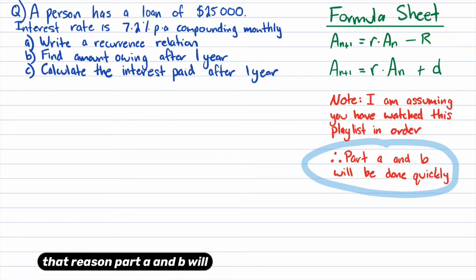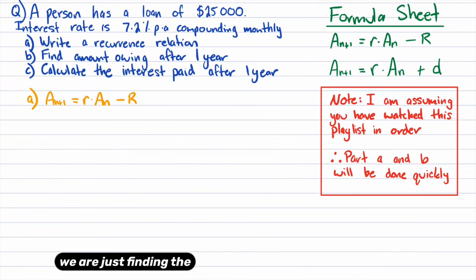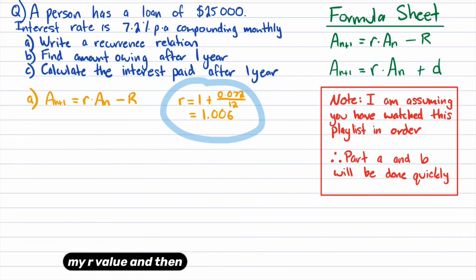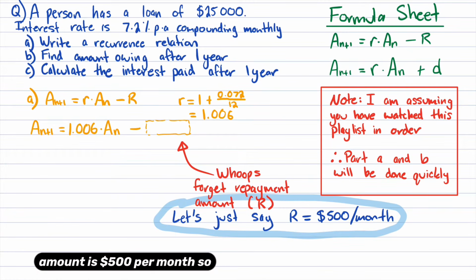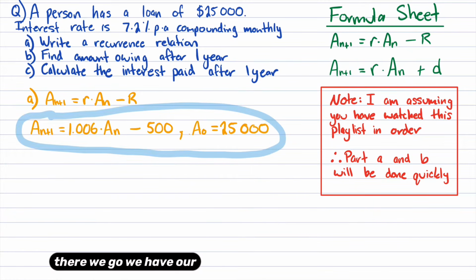Now, I am assuming in this video that you've watched this entire playlist in order. For that reason, part A and B will be done very quickly. So for part A, we are just finding the recurrence relation. I've found my R value, and then I've just noticed I've forgotten to put a repayment amount for this loan. So let's just say that the repayment amount is $500 per month. So there we go, we have our recurrence relation.